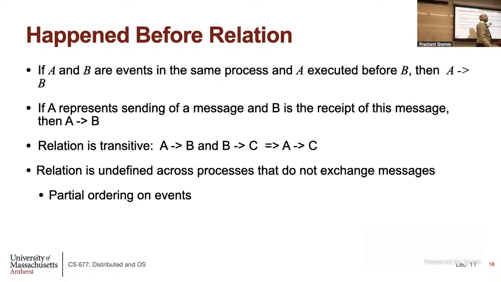A represents the sending of a message. B represents the receipt of the message. A is the send, B is the receipt. We know A has happened before B. The message has to be sent first. Receipt always happens afterward. And there's always finite latency. It's never going to be the same time.